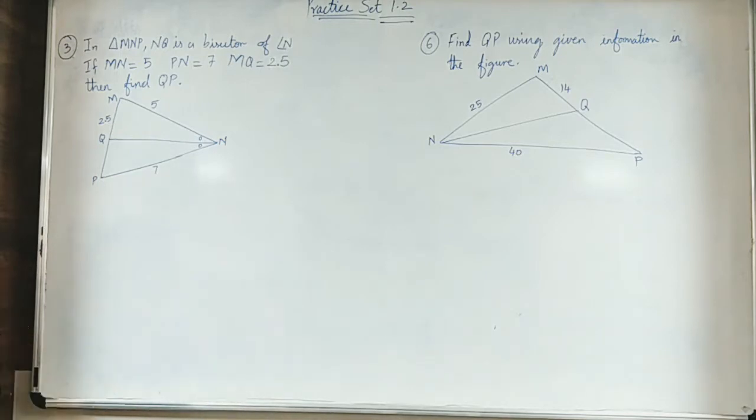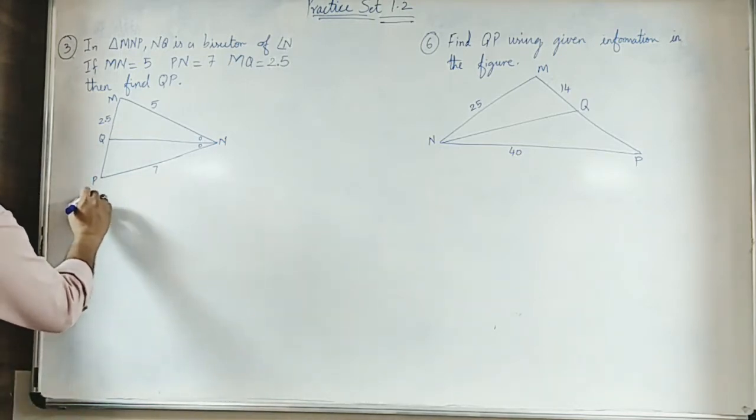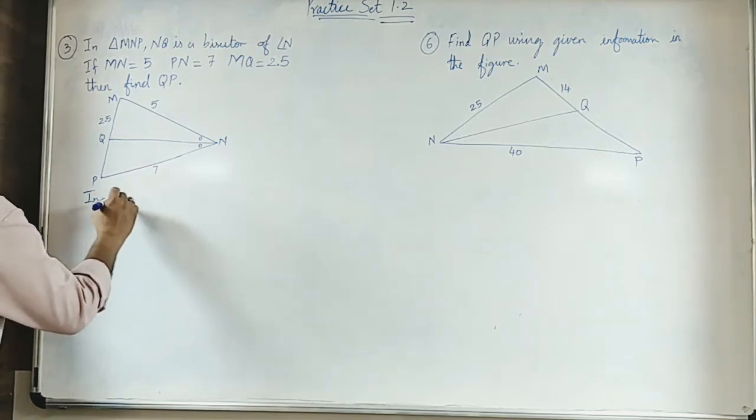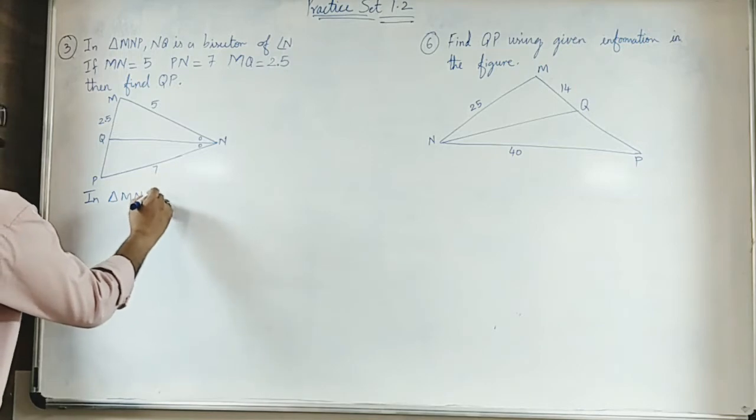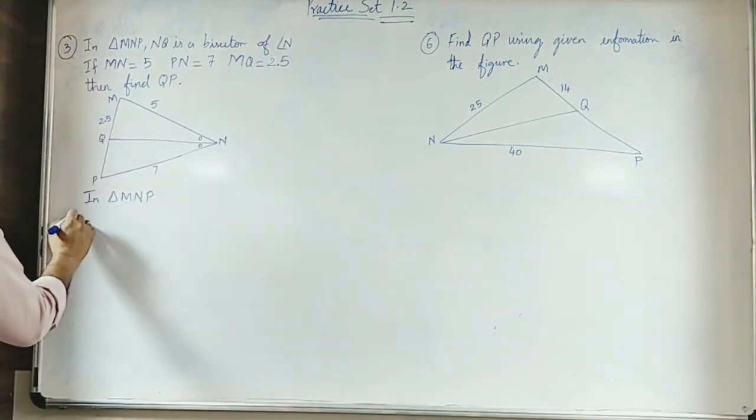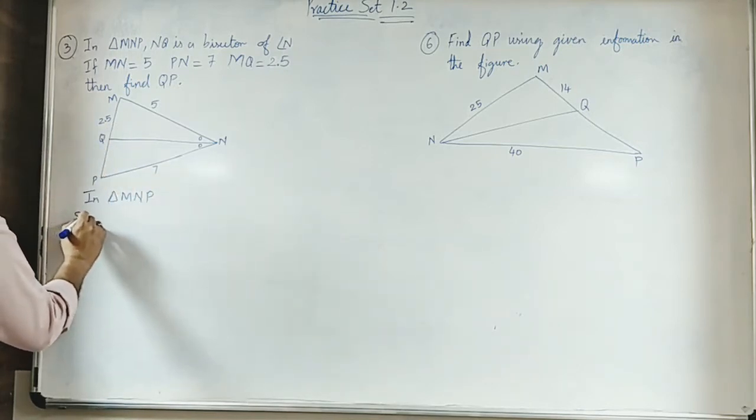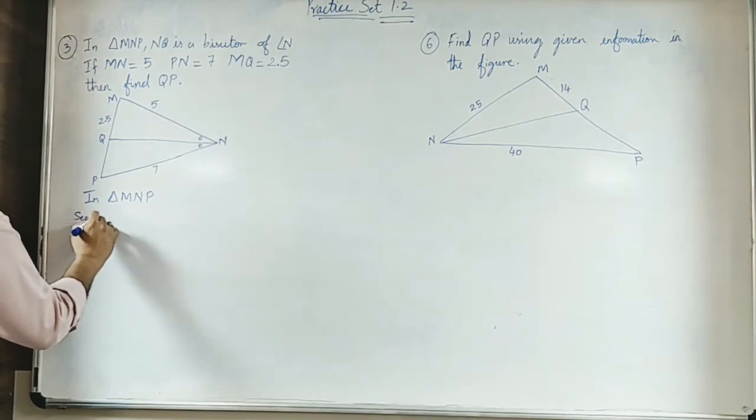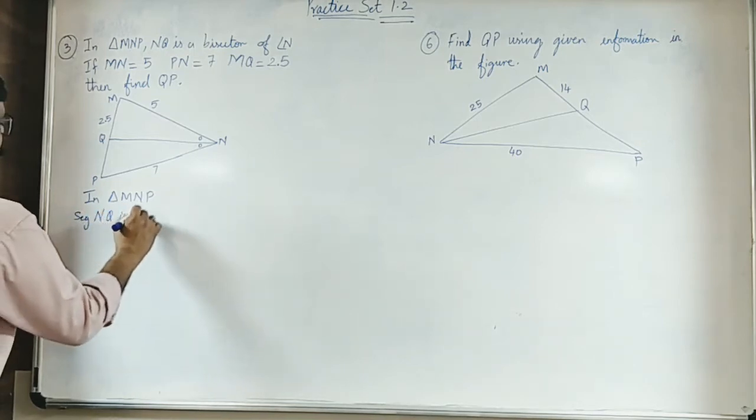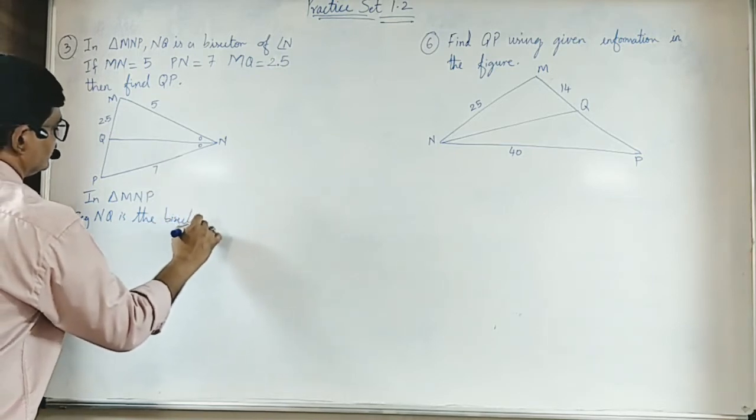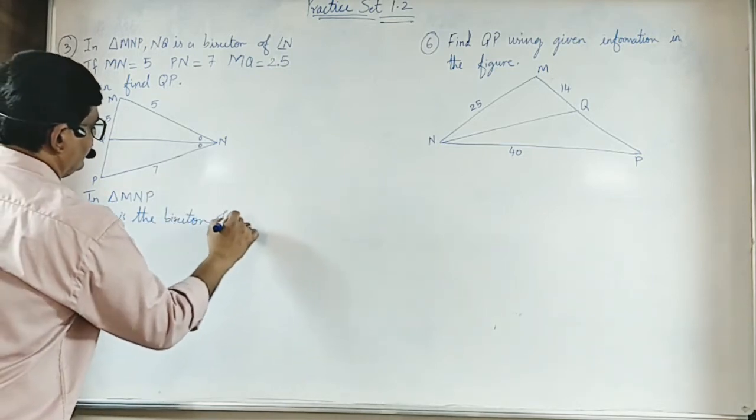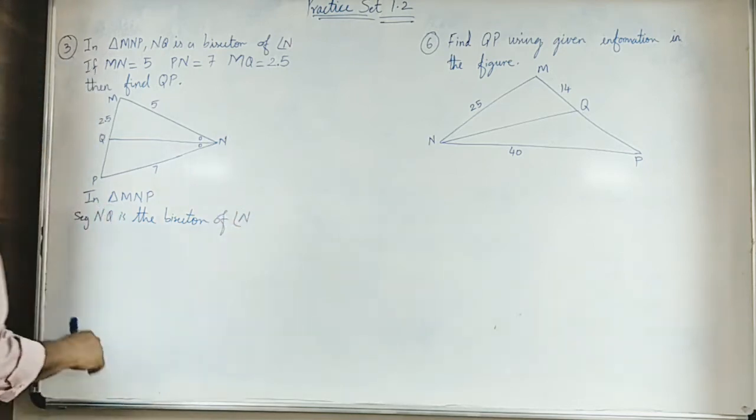It's very simple and very easy. So what you have to do here, as I told you, is write first, in triangle MNP, and then write a statement that seg NQ is the bisector of angle N. Yes, NQ is the bisector of angle N.